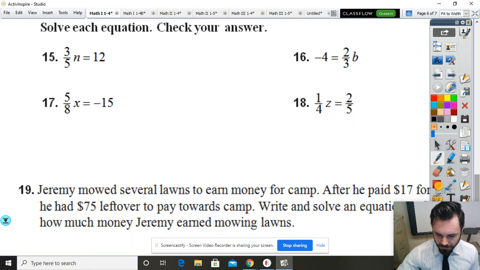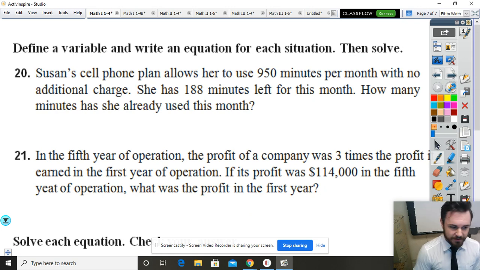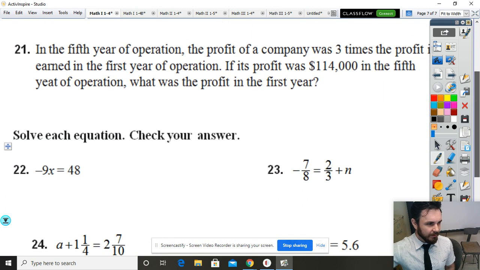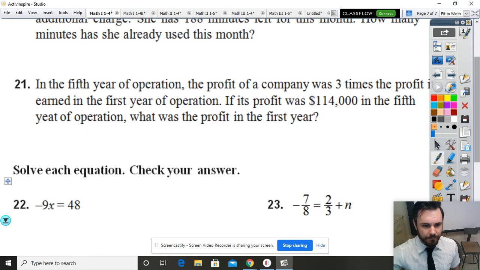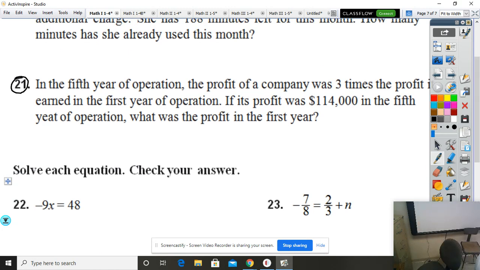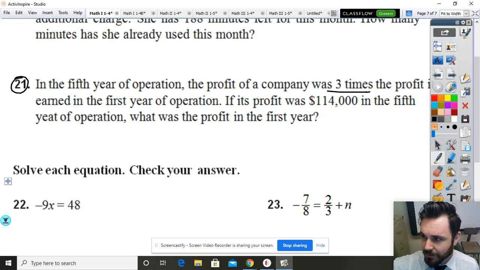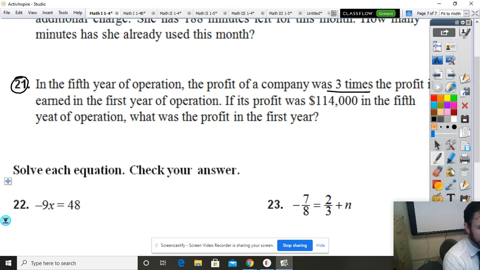Again, more solving. There's a couple word problems. I believe, let's look at the next page because there's more on the next page too. We could look at that. Let's just look at 21, kind of give you an idea of how we're going to do this. The profit of the company is 3 times, let me move this out of the way, 3 times the profit earned in the first year.